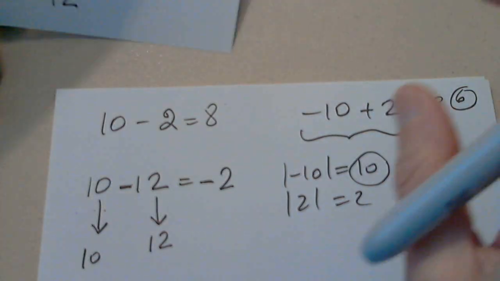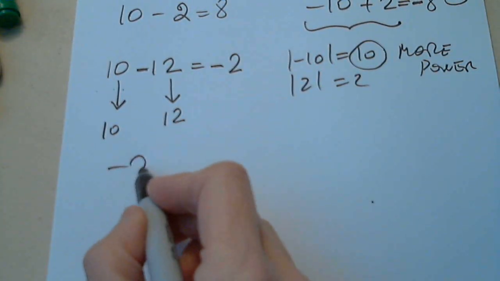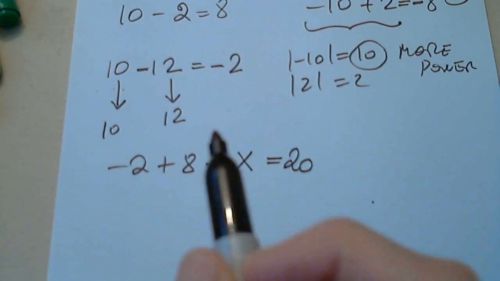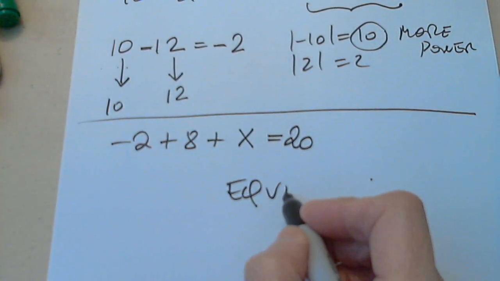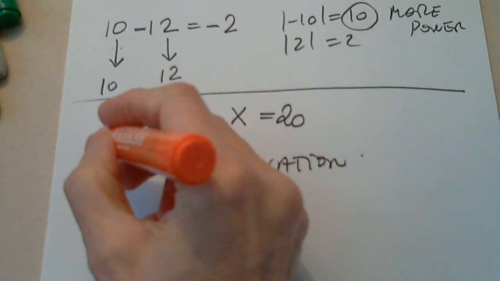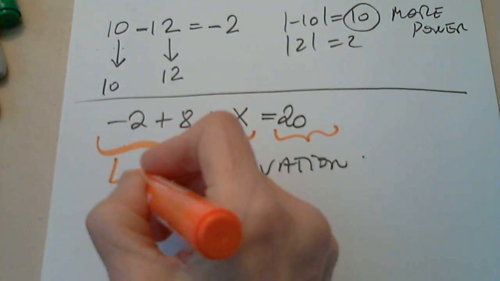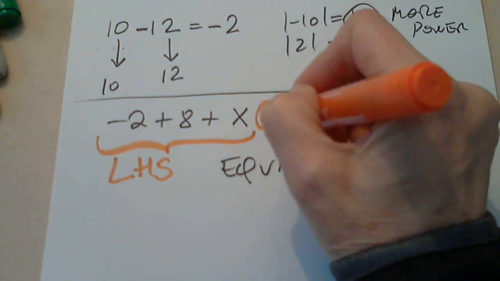Okay. Here is a question for you. If I have, let's say, -2 plus 8 plus a number equals 20, this is called an equation. So what is an equation? An equation is a balance. The balance has a left-hand side, it has a right-hand side, and an equal symbol.